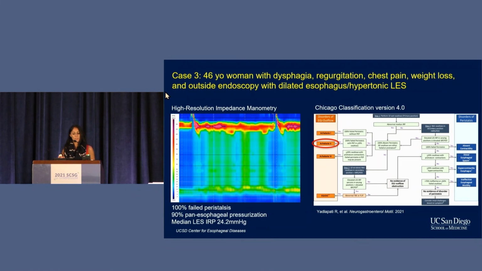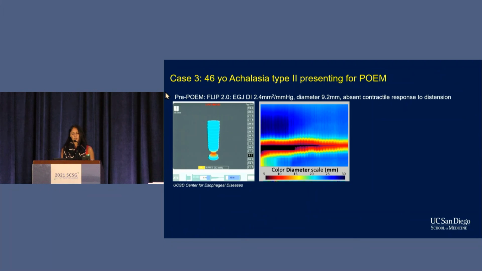So our protocol is to do a FLIP prior to the POEM, and in her case, her distensibility index was 2.4, which is in that borderline range. Her diameters were 9.2, which is abnormal, and she had absent contractile response to distension, so consistent with achalasia.